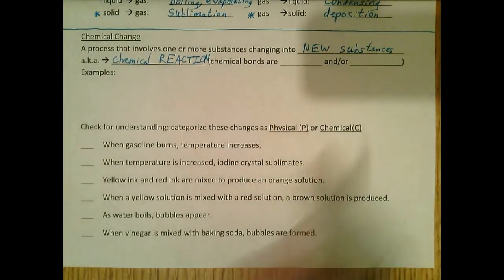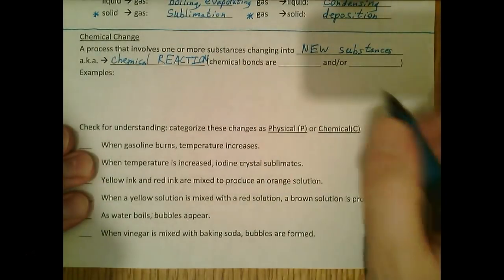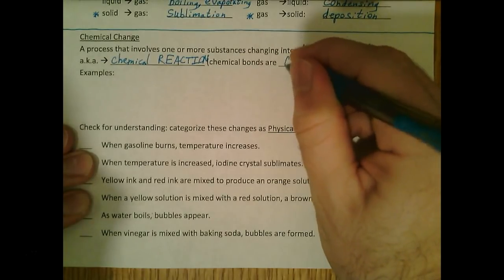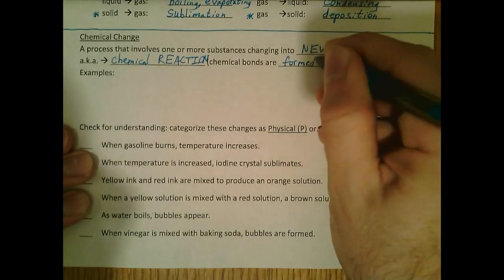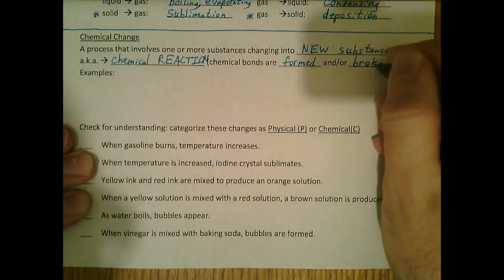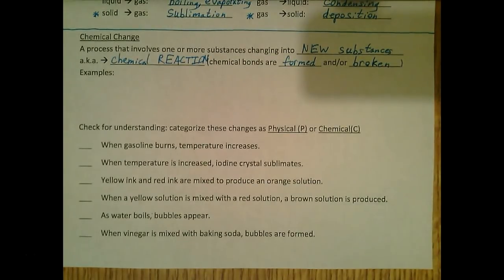Chemical bonds, if we're dealing with a chemical reaction, that means that chemical bonds are either formed and or broken. We'll talk more about what that means later. But you've probably all seen what water looks like. It's H2O. It's held together by these bonds. The hydrogen and the other hydrogen and oxygen, they're all held together by chemical bonds. A chemical reaction would mean that some of those bonds were broken and it was rearranged in a different way.